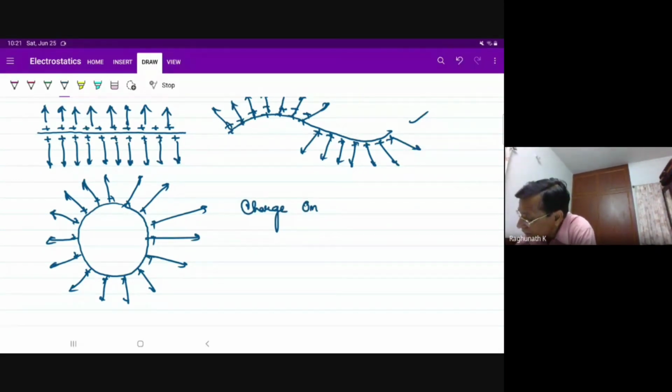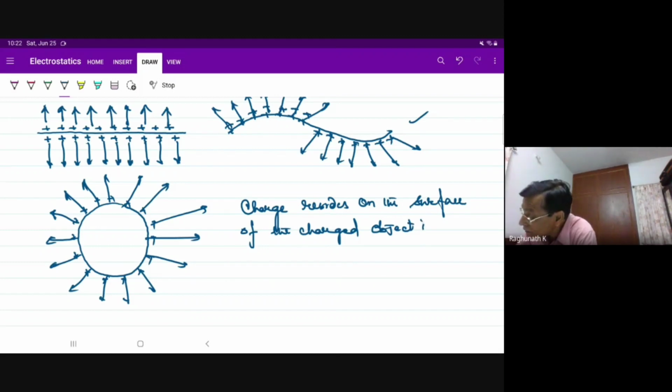Charge on a charged object resides on the surface of the charged object in such a way that no two field or flux lines intersect at a point.